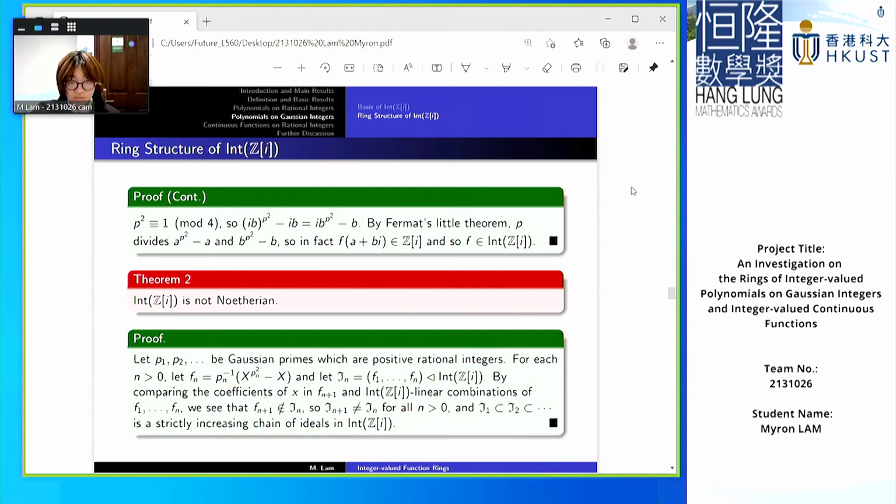Using polynomials of this form, it is possible to construct a strictly increasing chain of ideals in Int(Z[i]). We verify that this chain is indeed strictly increasing by comparing coefficients of x in f_{n+1}(x) and in Int(Z[i]) linear combinations of f1 up to fn. We show that for each n, f_{n+1} cannot belong to the ideal generated by f1 up to fn, and so the ring is non-Noetherian.